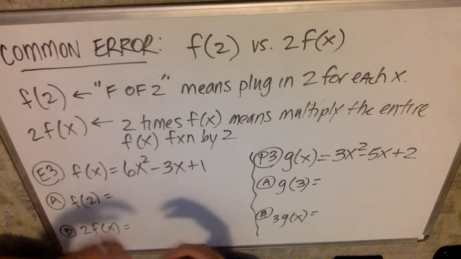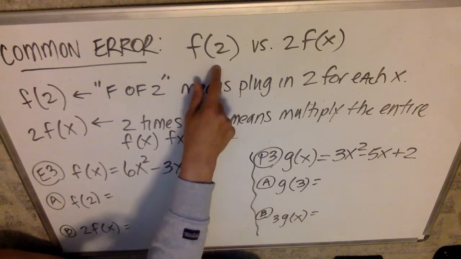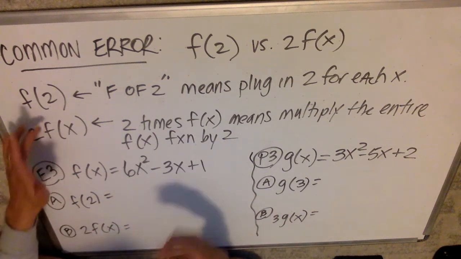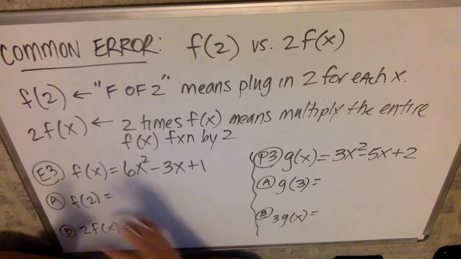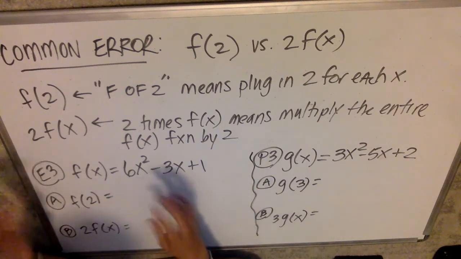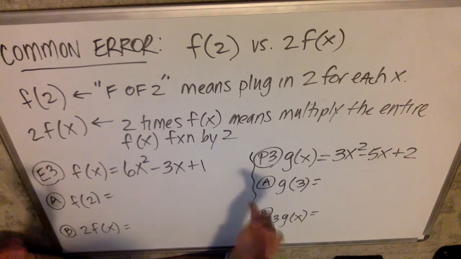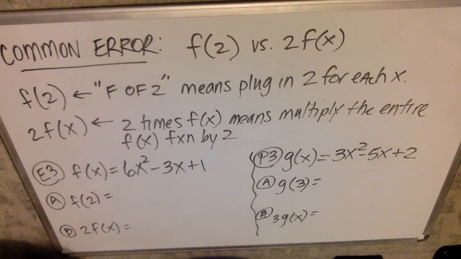One really common mistake that people make is confusing f of 2, which is this f with a 2 inside the parentheses, with 2 times f of x. So f of 2 means replace every independent variable x in the expression with a 2. And 2 times f of x means multiply 2 times the entire f of x expression. So let's go ahead and walk through that.